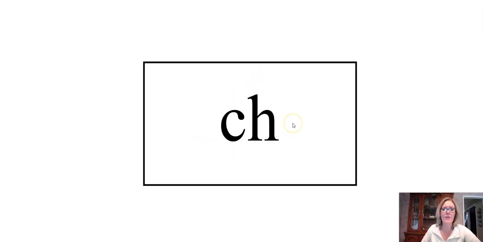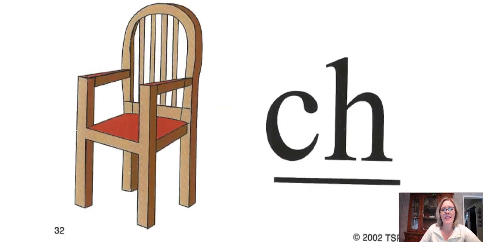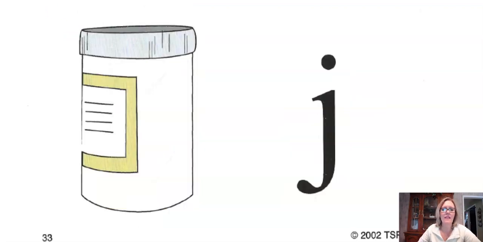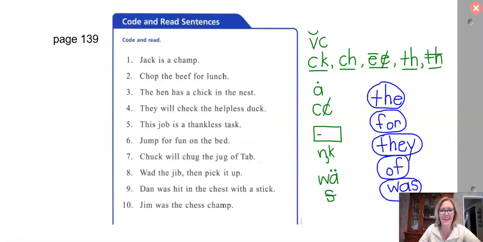Last time we were together, we were introduced to the digraph CH and the letter J. The key word and sound for digraph CH is chair, ch. And jar, j, for J. So that was just a little reminder of what we did last time.